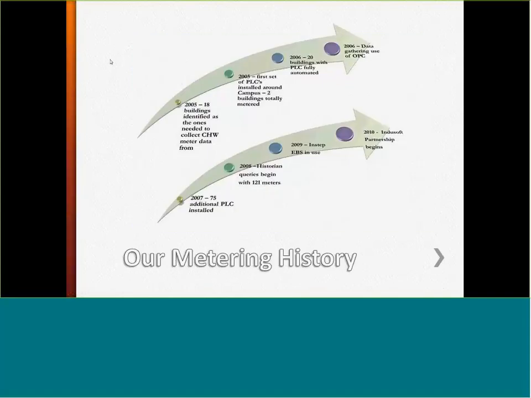This is our metering history up until 2010. We started up in 2005 with 18 buildings that were utilized by auxiliary enterprises. Auxiliary enterprises are enterprises that have a concession by the university to operate within the campus, such as cafeterias, athletics, and housing and food. We started collecting data on the chill water meter only. In 2005, we installed our first set of PLCs and networked them all the way up into our data collector.